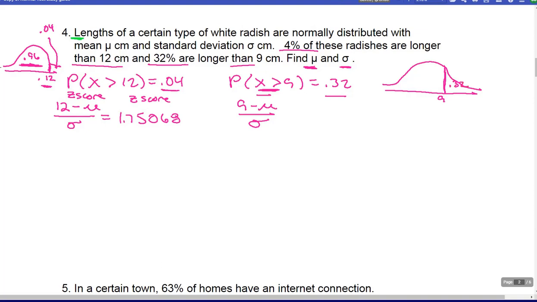Now, once again, I can find the z-score for this spot, but I need to know the number that's below it, not above it. So what's the number below it? 0.68. So what's the z-score going to be? 0.46769.